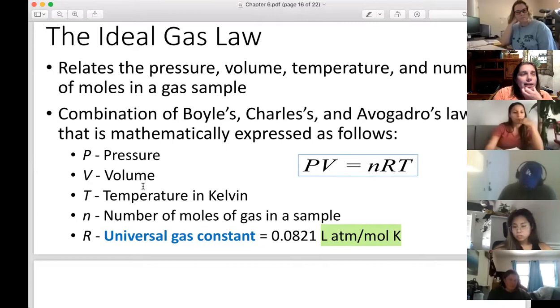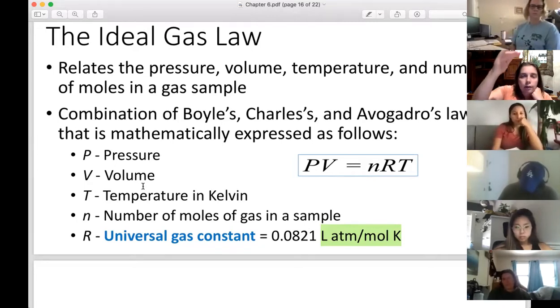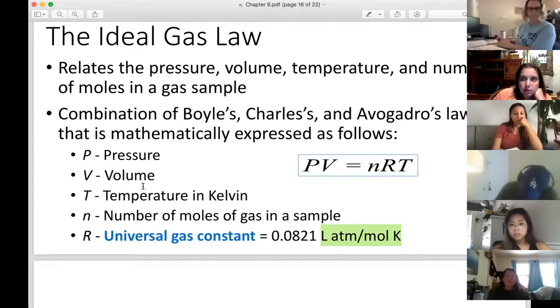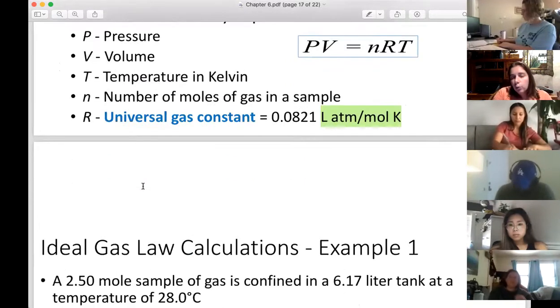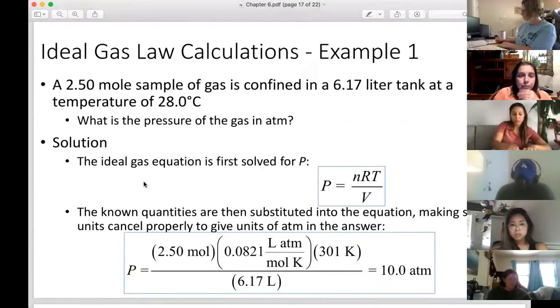There are plenty of reference charts which have every combination of the R values possible. I find those tedious and time consuming to use as a reference. I find it much quicker to just convert everything into liters, atmospheres, moles, and Kelvin, and just use one universal gas constant. That's just me. You're going to be showing your work, so I don't really care which way you go. I just find that it's quicker to do it that way.